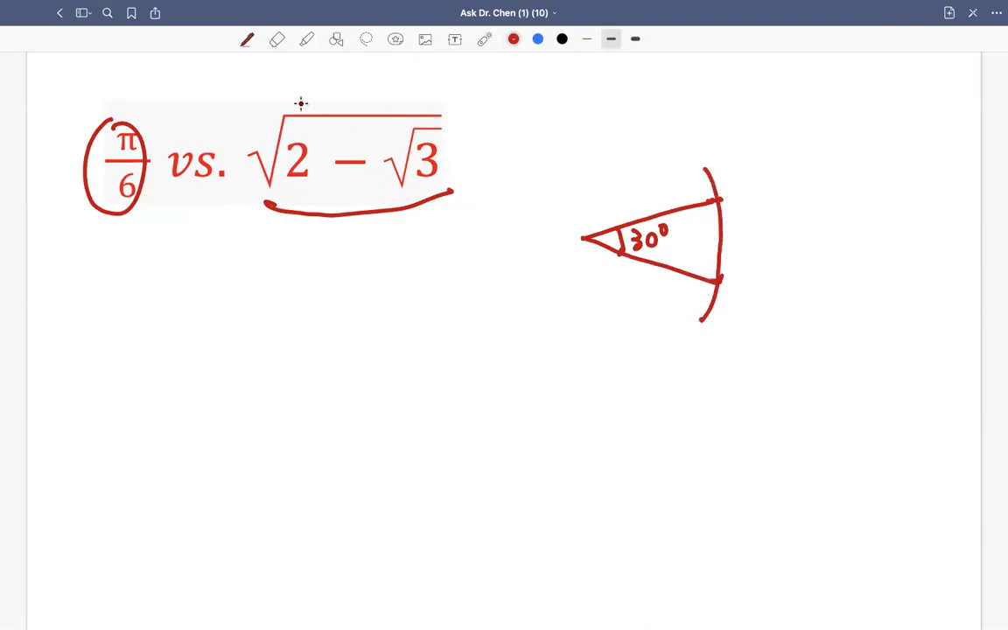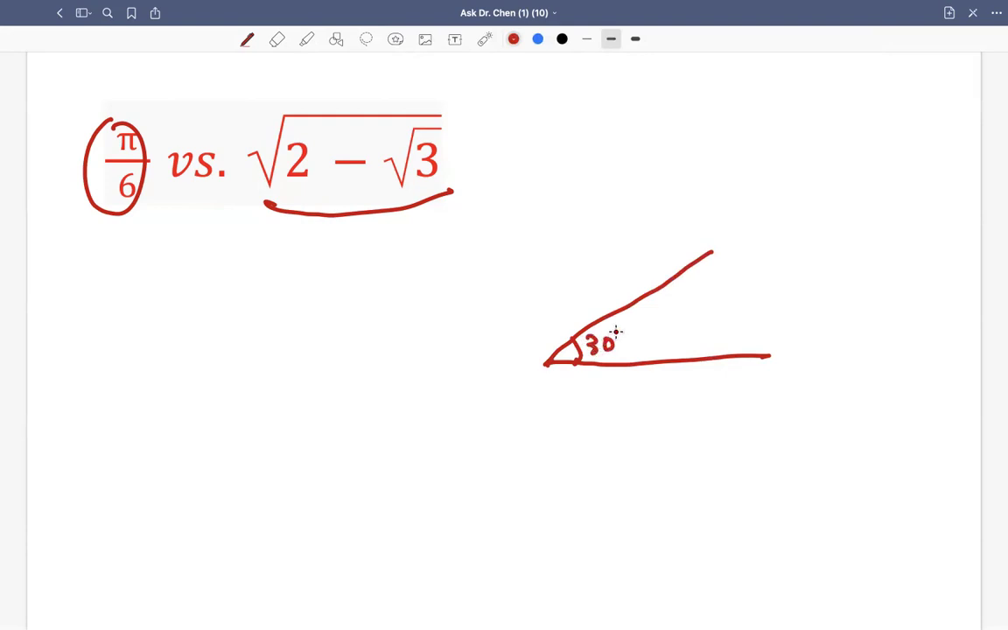Okay, I need to make a better picture. This picture is not good, because I need to draw a triangle with it too. So let's see, maybe I draw like this. Okay, then this is a 30 degree angle, and it's a corresponding arc length. Right, so this is pi over 3 radian. Okay.